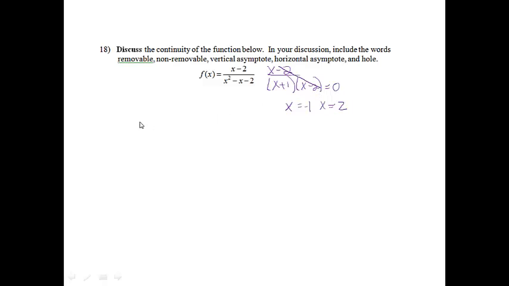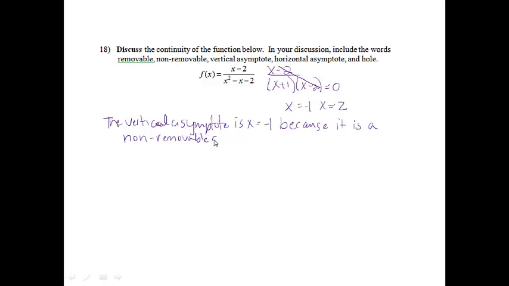So in my discussion, I would first discuss x = -1. I would say the vertical asymptote is x = -1, and the reason that it's a vertical asymptote is because it is a non-removable discontinuity. It cannot be canceled out of the problem.